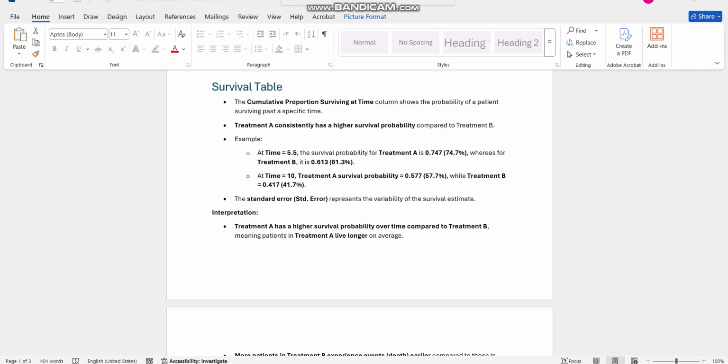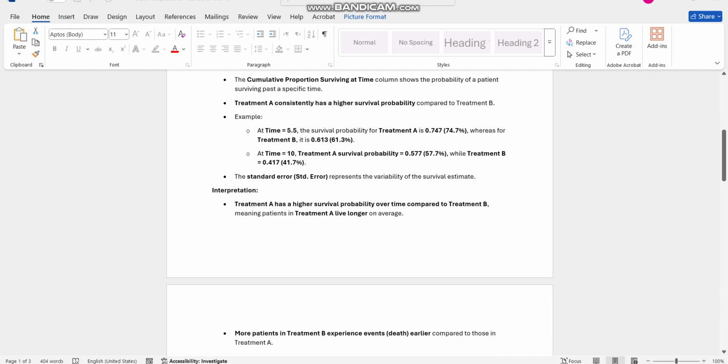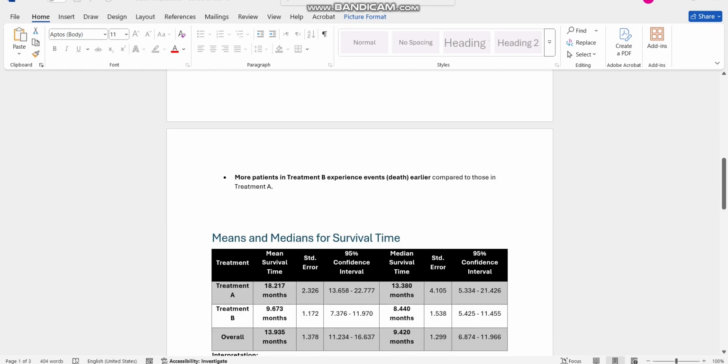For example, at time 5.5 months, for treatment A, the survival rate was 74.7%, whereas after 5.5 months it was 61.3% for treatment B. So as an interpretation here, using this table, treatment A has a higher survival probability over time compared to treatment B, meaning that treatment A patients live longer on average.